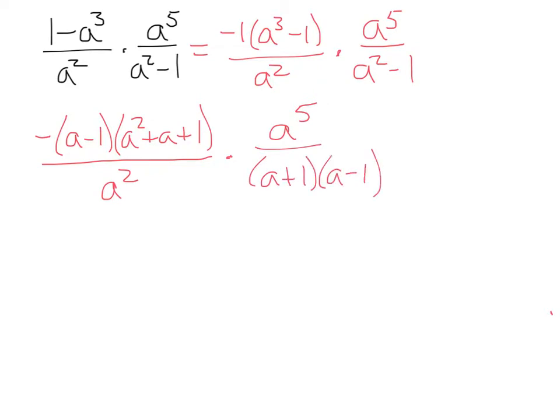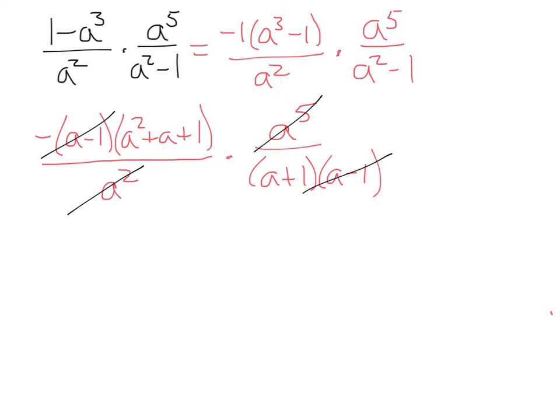And again, I'm going to look for things to cancel here. And again, make sure you're canceling whole factors. Anything in any of the numerators can cancel with anything in any of the denominators. So I'm going to cancel the a minus 1s. And then I'm also going to cancel this a squared with the a to the 5th. Just be careful and don't forget your exponent rules. Right? We're canceling all of that.